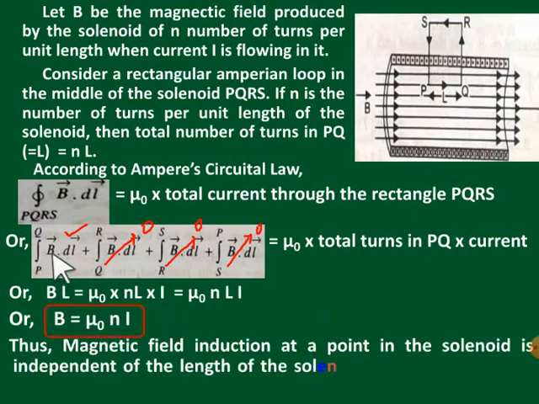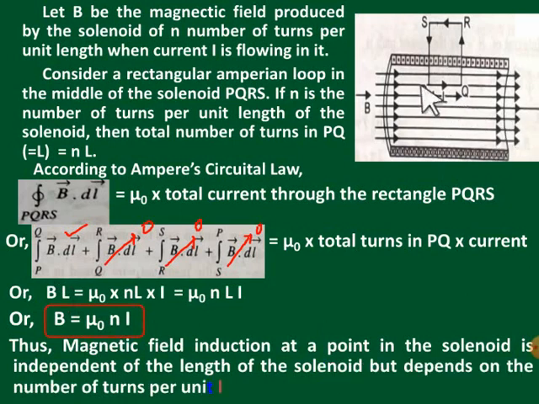Your B is constant or uniform inside the solenoid, so you can take B outside the integral, and if you take the integral of those small dl over P to Q, you will get the whole length of this side PQ of the rectangular loop. That is nothing but L. So mu naught times what? The total current. We need to find out how much current flows through the turns lying on this PQ.